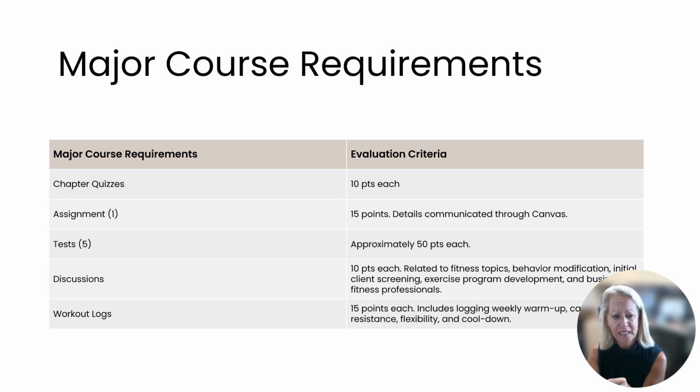There'll also be an assignment. It's basically the exercise program, and that'll be communicated through Canvas. There are 5 tests, so 1 each week. It'll cover about 4 to possibly 5 chapters each week. And so approximately 50 points each, could be a little bit more than that if there's more chapters there.